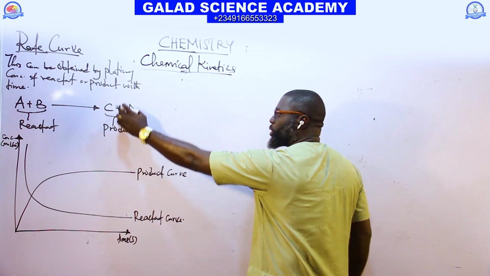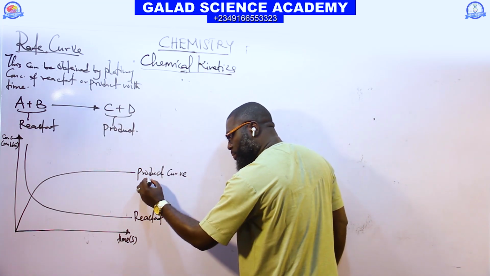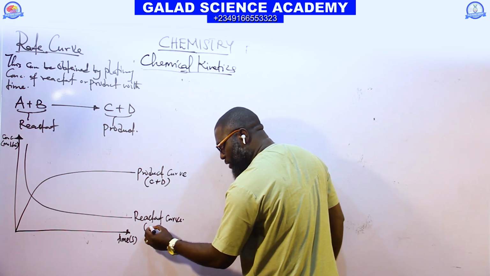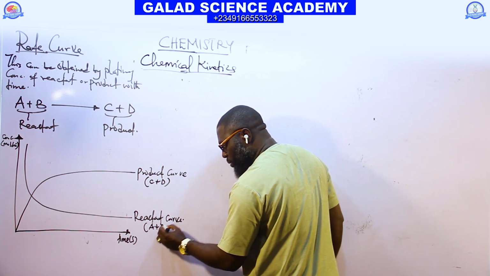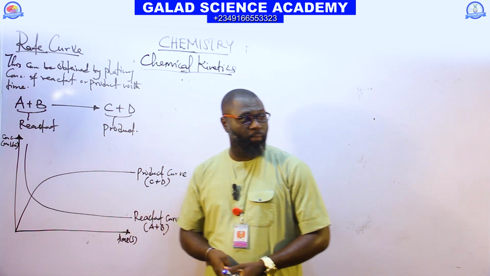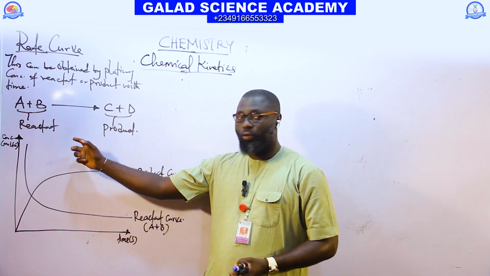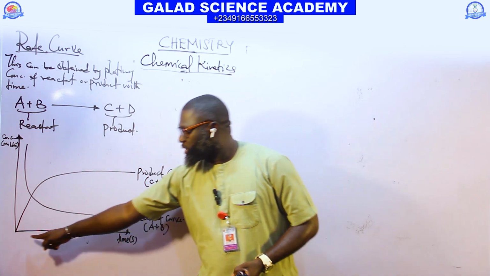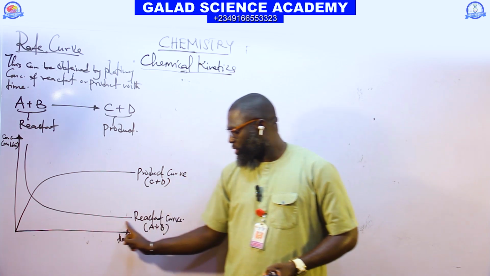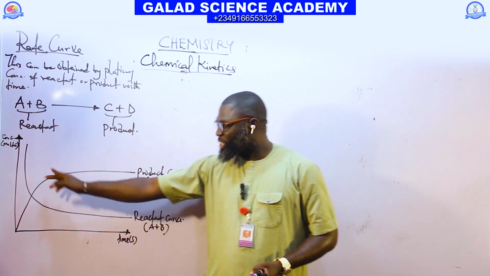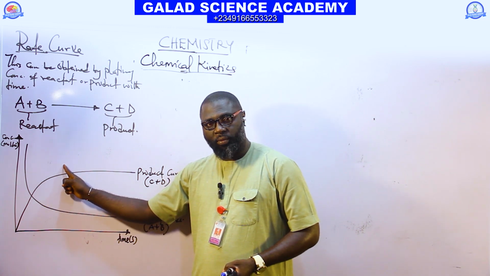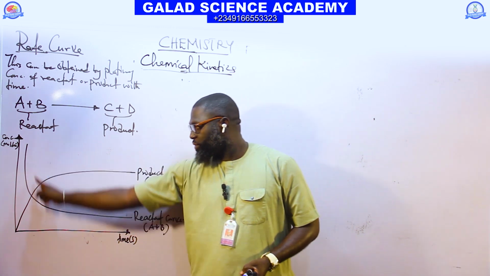So what is my product here from this equation? My product here is C plus D. Here we have A plus B. So whenever you are asked to plot the rate curve of any equation, this curve represents the product, where this represents the reactant. But let me explain why this one has moved like this. This gives us product, this gives us reactant.